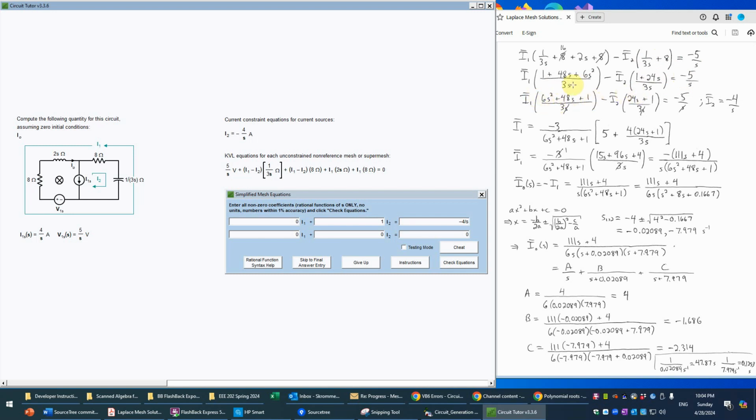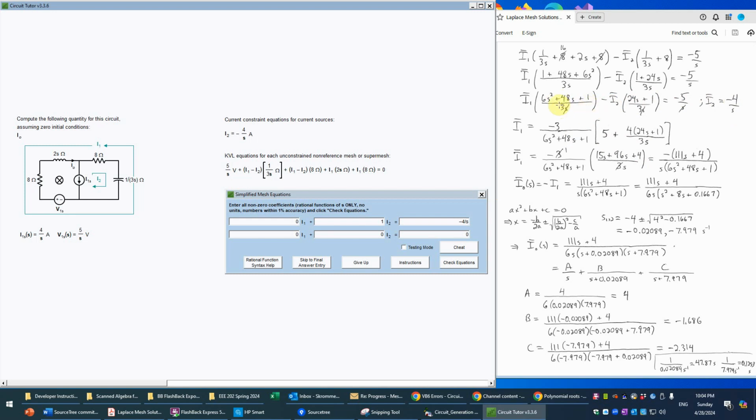I've also noticed that we have an s in the denominator of every term. It's always best to cancel out things that can be canceled at the earliest possible time, because that avoids making things more complex later on. So it's always a good idea to be watching out for things that can be canceled. Then our other equation, of course, is just that I2 is negative 4 over s. We've already entered that one.